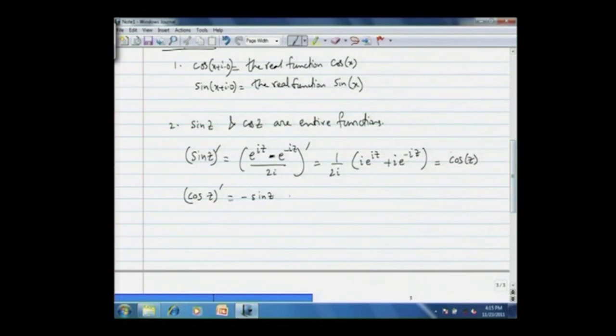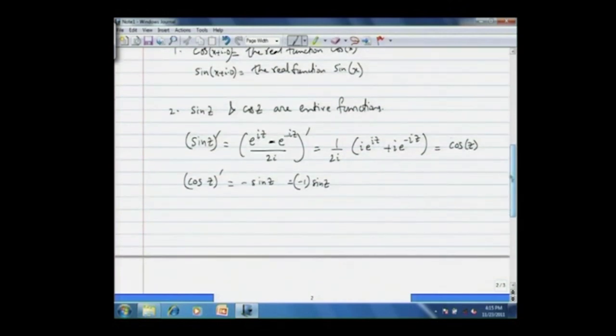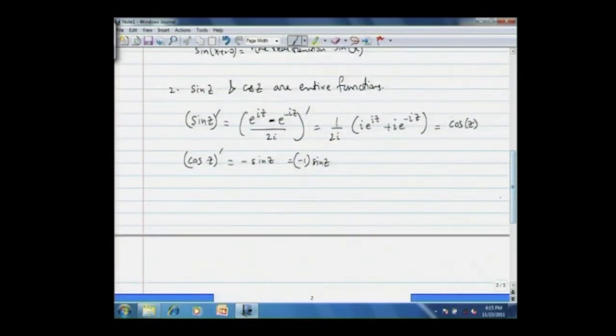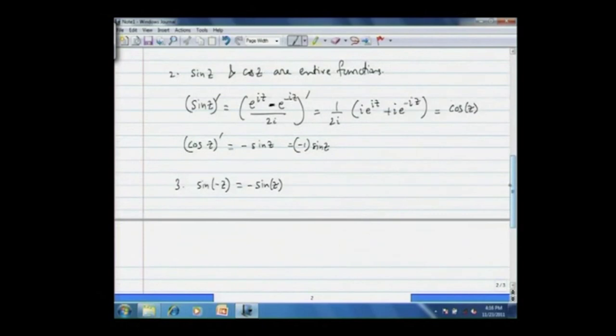Okay, so it is actually the complex number minus 1 times sin z, to be more precise. Well, so those are the derivatives. And then the third of the properties is that the sine of minus z is minus sine z. So, many of the properties we are familiar with of the sine and cosine hold also for complex numbers.